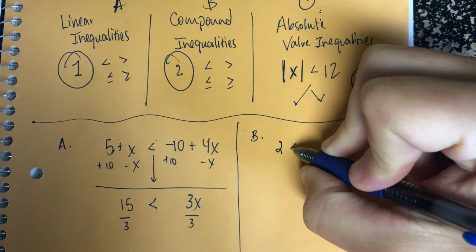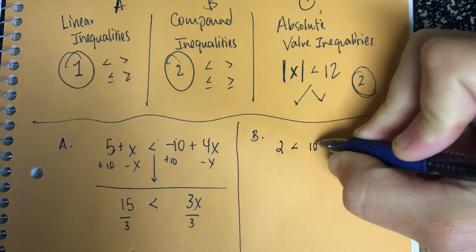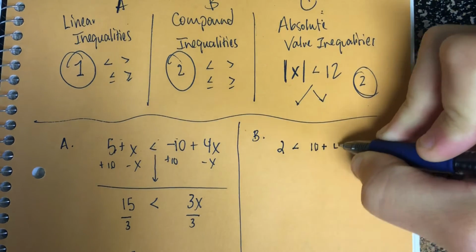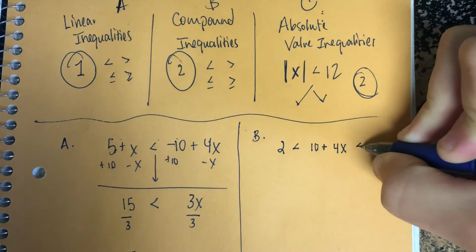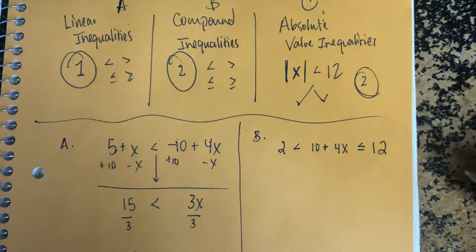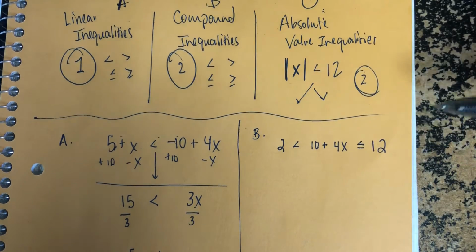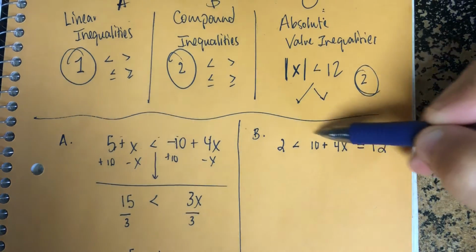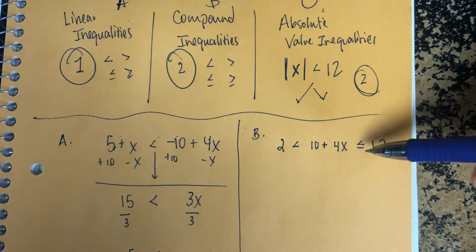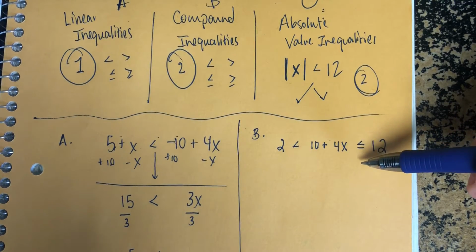2 is less than 10 plus 4x, which is less than or equal to 12. So again, you'll recognize it right away because you see two inequality signs. And other than this specific instance that I've shown you, it either has the words and or.